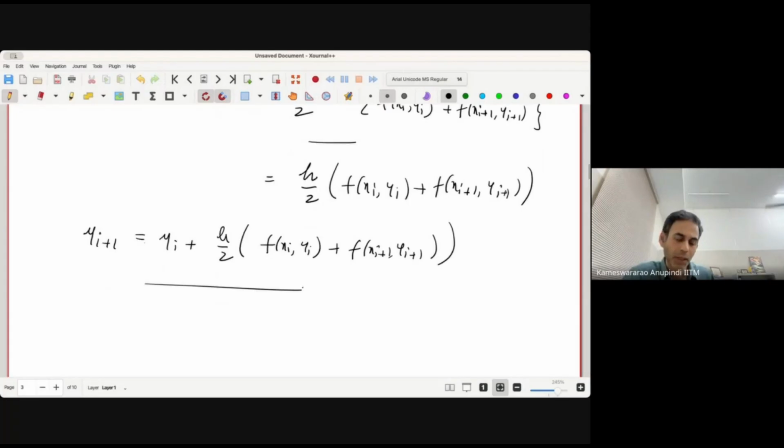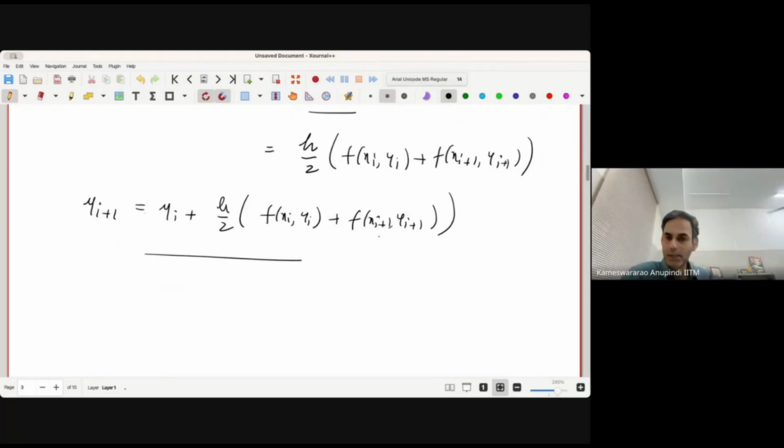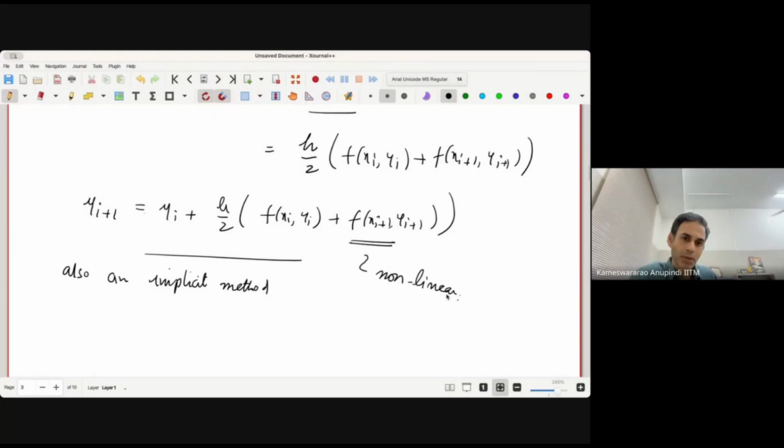Okay. Now again, what you see is that the trapezoidal method is also an implicit method. And also the f of xi plus 1, yi plus 1 is in general nonlinear. So we cannot directly solve for this. Either we have to employ some kind of an iterative method, otherwise we have to linearize it. Okay, so that is what we have to do.